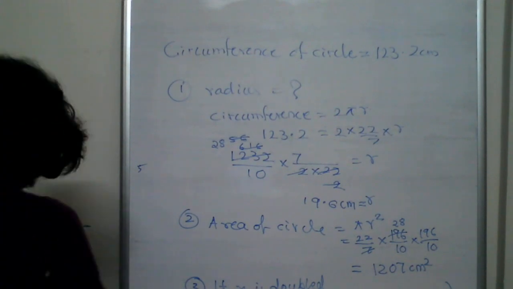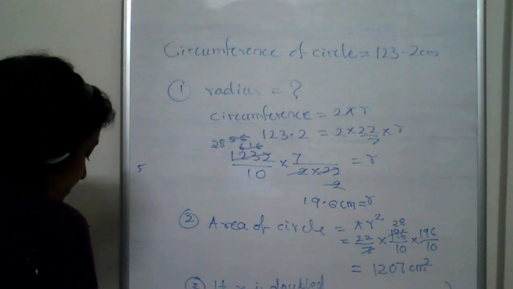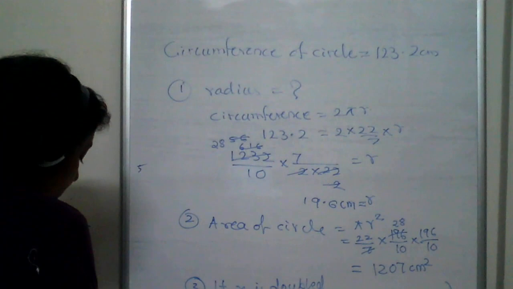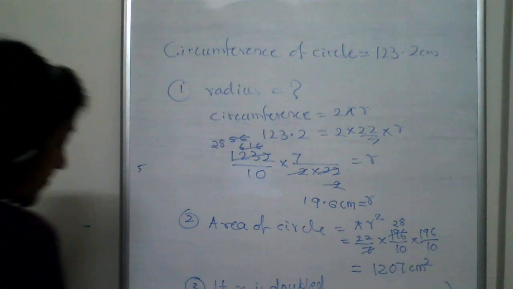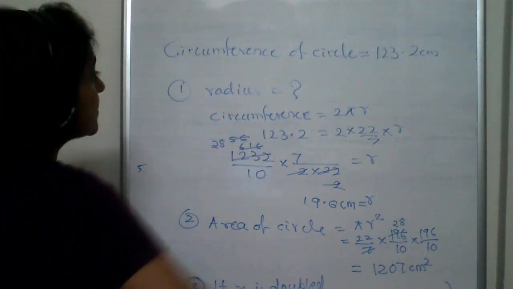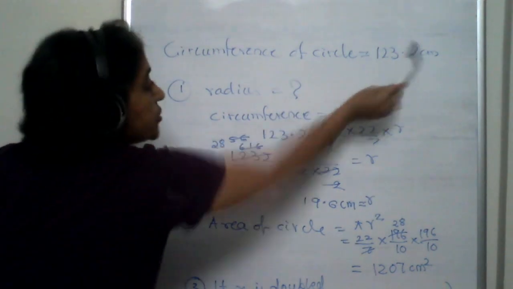Here is a question. It says that the circumference of a circle is 123.2 centimeter. We need to calculate the radius, the area, and the effect on the area if the radius is doubled. Okay, let's look into it. It is given that the circumference of the circle is 123.2 centimeter.